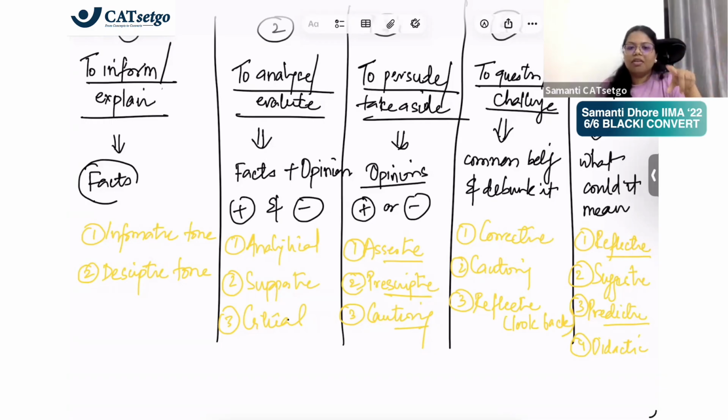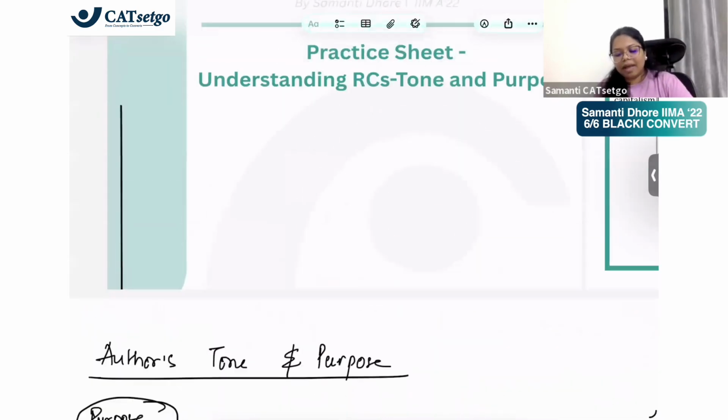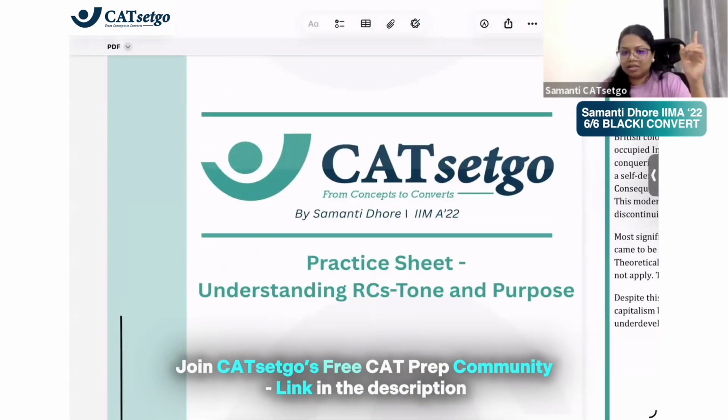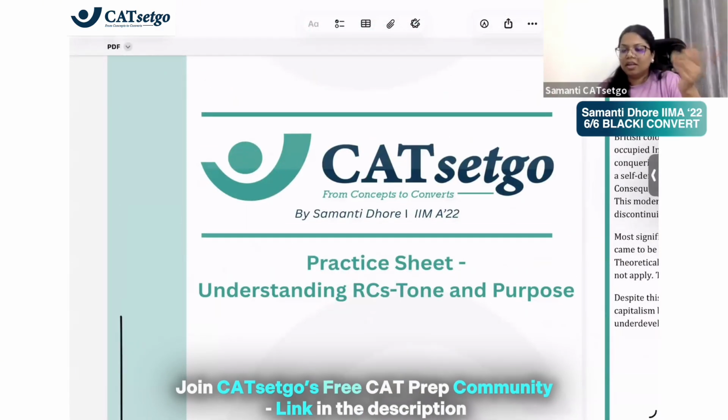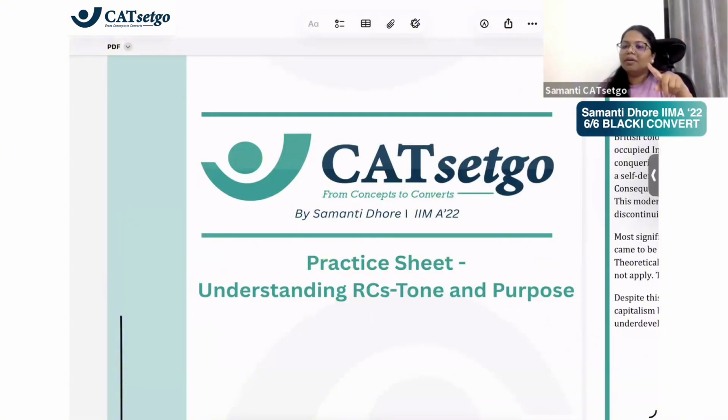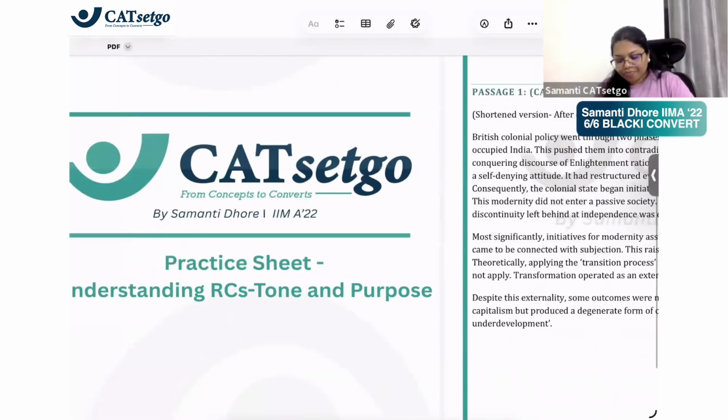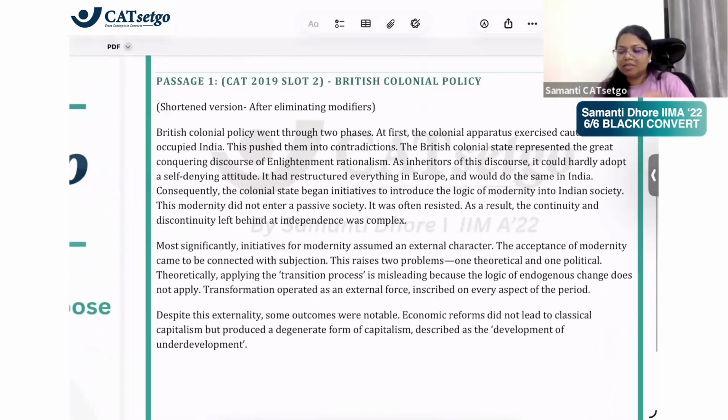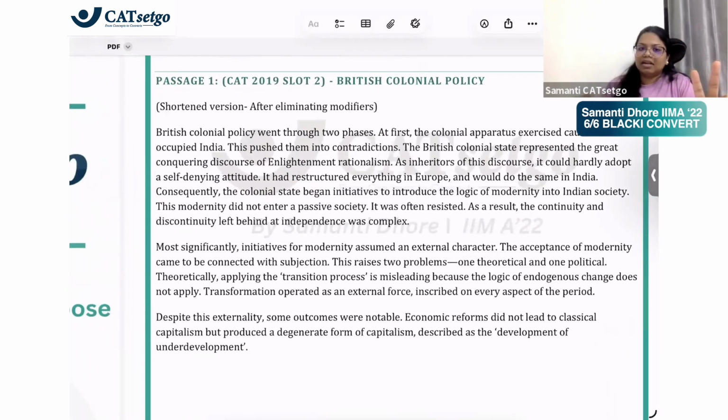And now from here, we are going to move ahead in order to analyze full length paras. Whenever we deal with RCs, the first thing is we always shorten it. We eliminate the modifiers. In our second class, which was about eliminating modifiers, we did two RCs: one on British colonial policy and another on topophilia. We already eliminated the modifiers and stuck to the main part.